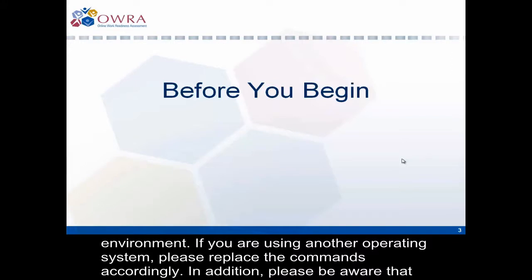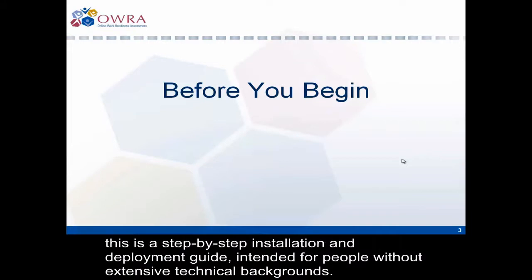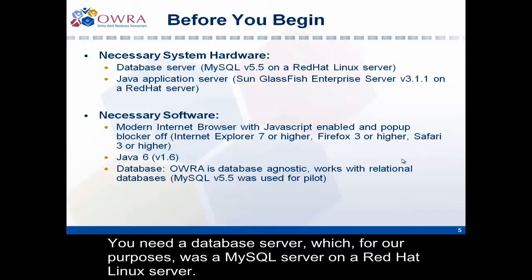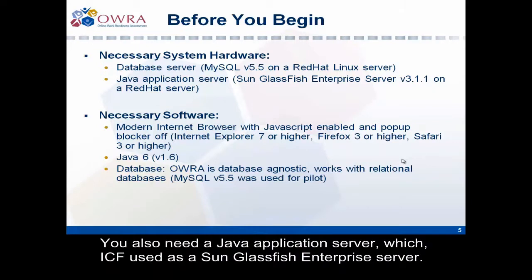In addition, please be aware that this is a step-by-step installation and deployment guide intended for people without extensive technical backgrounds. Before you begin, it is necessary to determine the hardware and software that you will need. You'll need a database server, which for our purposes was a MySQL server on a Red Hat Linux server. You also need a Java application server, which ICF used as a Sun Glassfish Enterprise server.